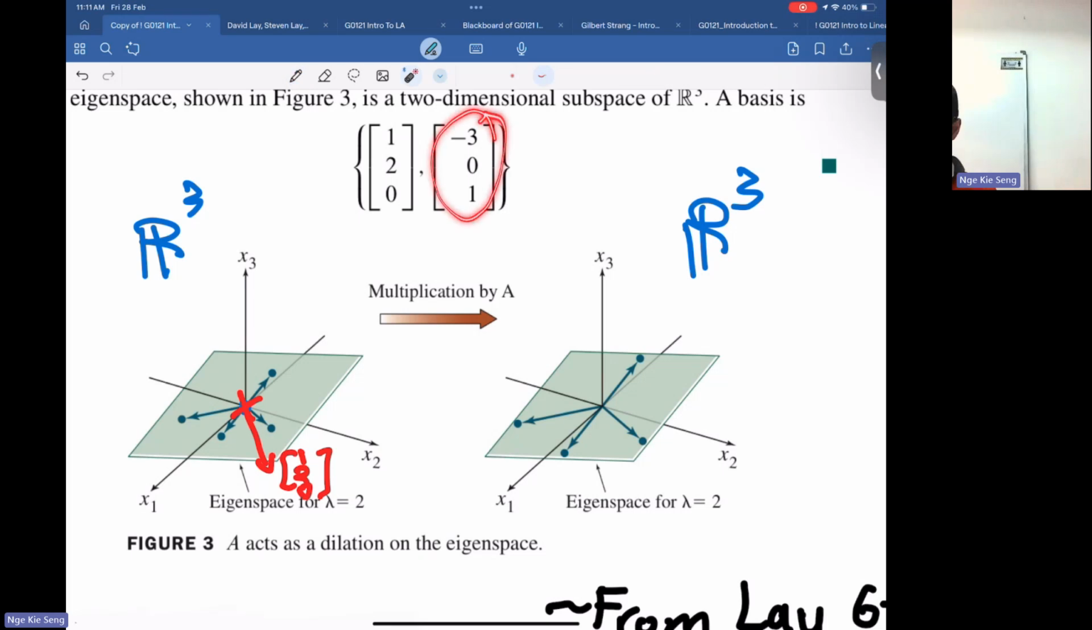Where's -3? -3 in this x1 direction. And then the x2 direction is 0. And then you go out a bit here. Okay, so your plane is slanted out on the right hand side. So that's why you go out on these first and second quadrants here.